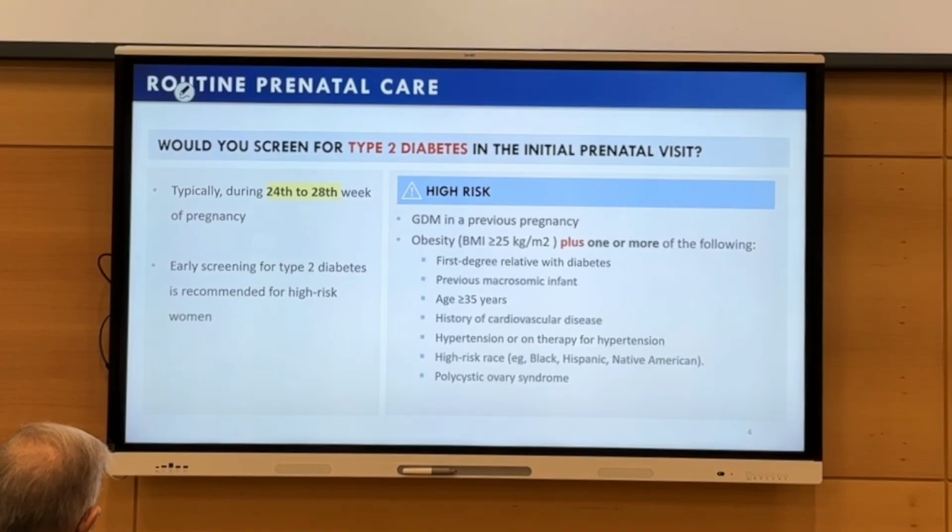Okay, so obesity alone is not an indication. It has to be accompanied either with a first degree relative with diabetes, a previous macrosomic infant, age above 35, history of cardiovascular disease, hypertension, high risk ethnicity, or PCOS.